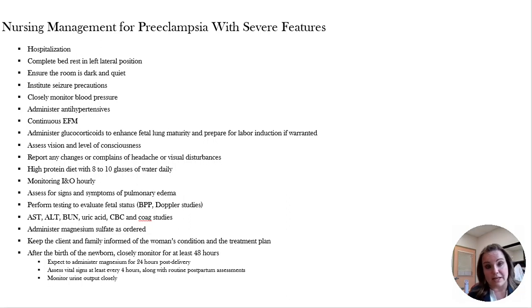So in that aspect, we're also assessing for signs of pulmonary edema. We're doing labs, so AST, ALT, CBC, and coags, because we know that the liver is potentially involved. And then after the birth, remember I said that the cure typically is delivery of the placenta. So these patients will be on magnesium sulfate for 24 hours after delivery. And then typically they get better pretty darn quick.